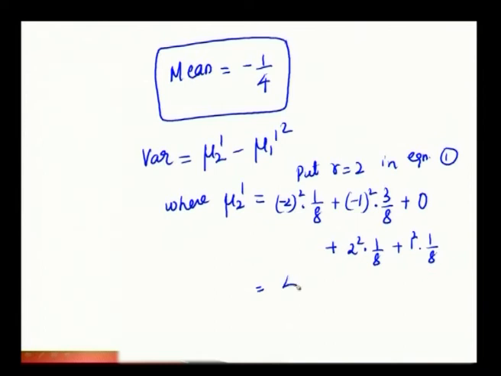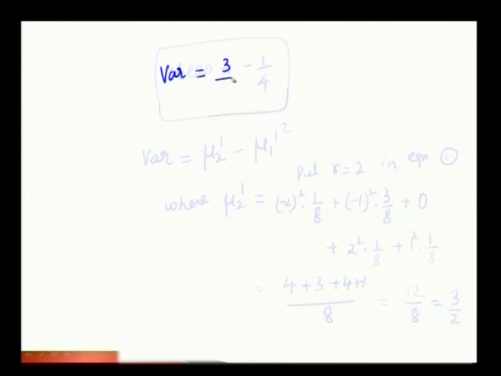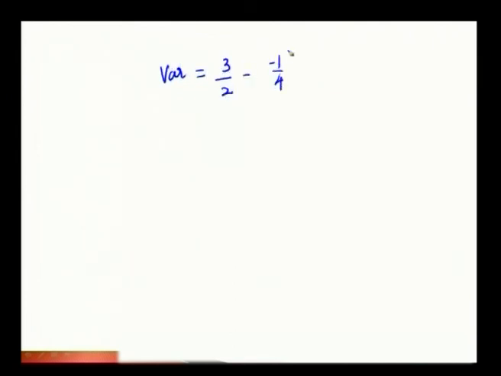What is that equal to? 4 plus 3 plus 4 plus 1 by 8, which is equal to 12 by 8. You can simplify it, it is equal to 3 by 2. This is mu 2 dash. You are yet to find out variance. Variance is 3 by 2 minus 1 by 4 whole square, is equal to 3 by 2 minus 1 by 16, equal to 23 by 16.